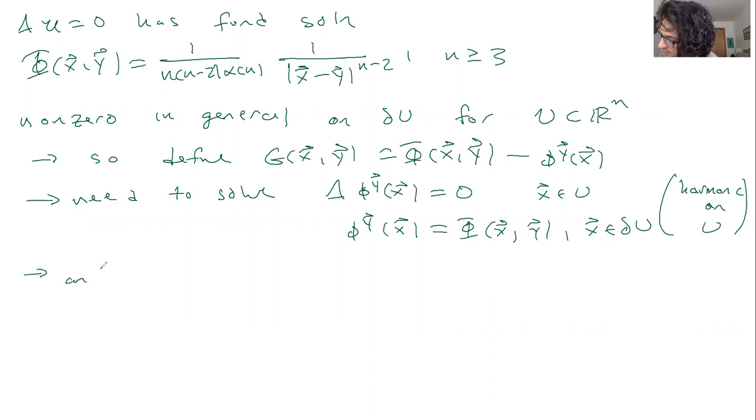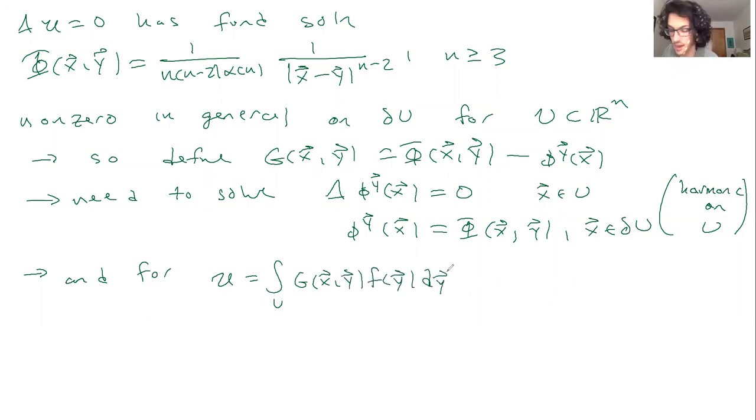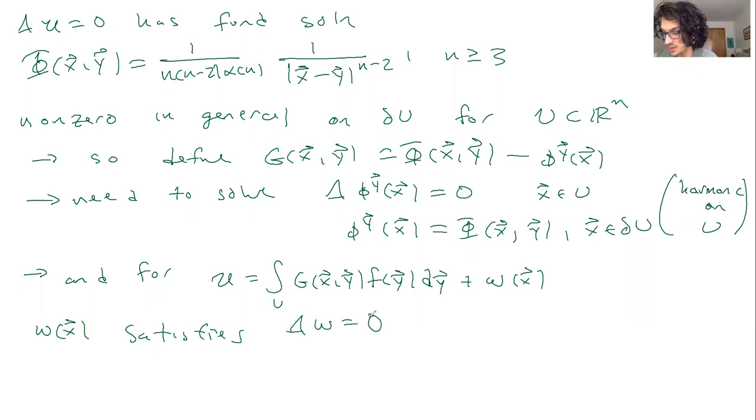And then u is going to be some integral of the Green's function against f, plus this correction term w. w(x) is going to satisfy Δw = 0 on our domain, and w = g for x being on the boundary.